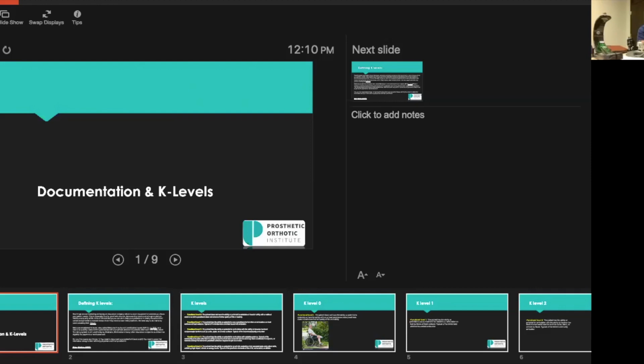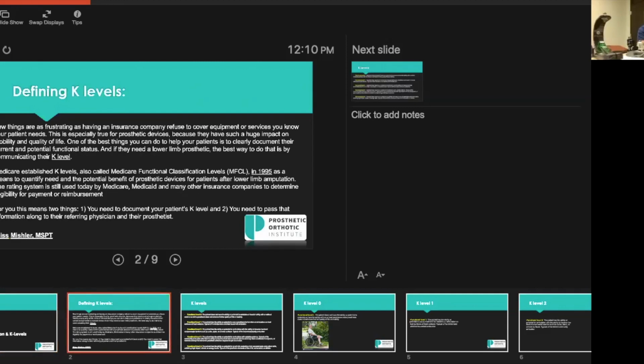That's correct. 0 to level 5, and K0. Meaning, you want to switch to the next slide here for us. So as we define those K levels, a very good topic here on this first page is that back in 1995, Medicare devised the system. You need documentation for your K levels, and you need to pass certain criteria to meet that documentation to have that type of prosthetic foot.